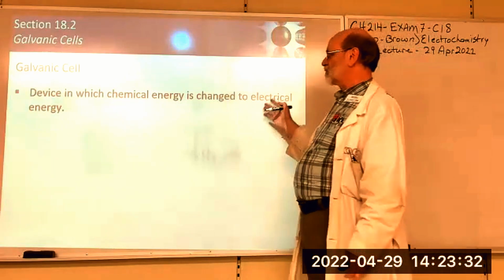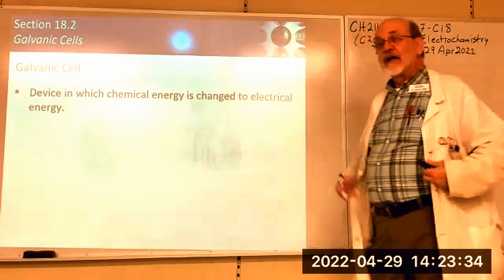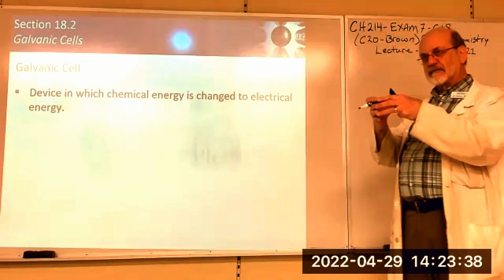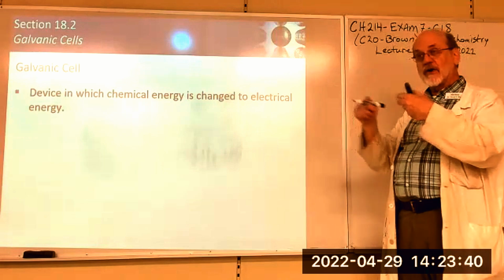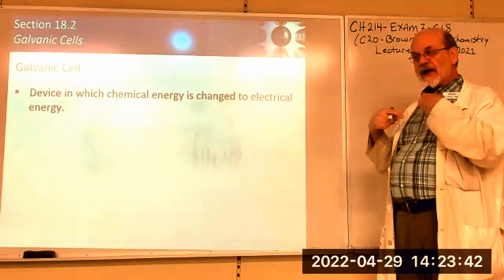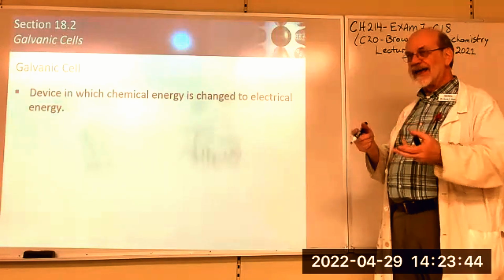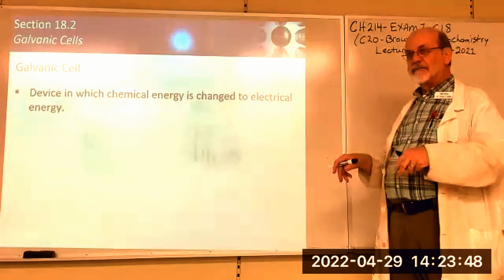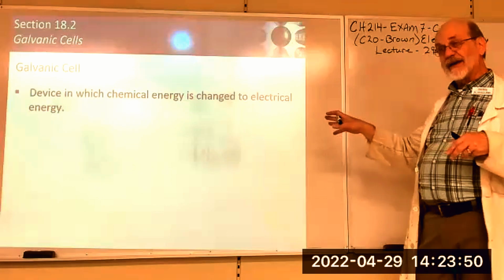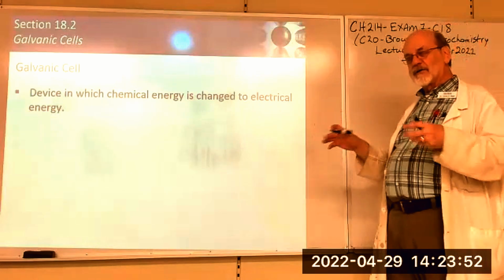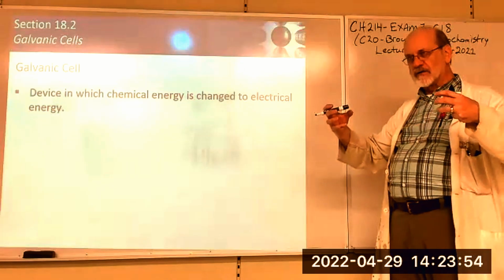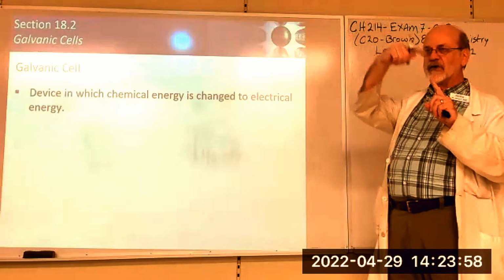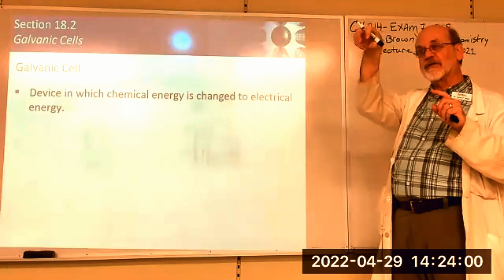That changes chemical energy into electrical energy. These redox reactions, if they're all in the same bucket, electrons are transferring, but we don't have access to them. There's no way to get at them. They're moving at the microscopic level. So the galvanic cell is a way of separating the two half reactions so that the electrons can be shunted exterior and we can access the energy that they're delivering.